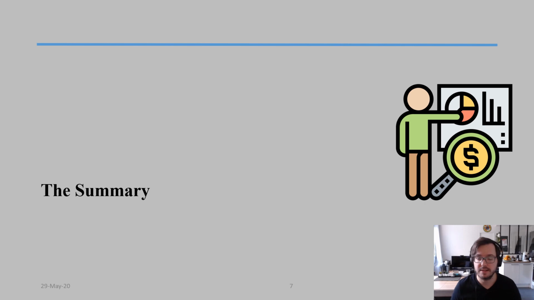So to summarize, the triple constraint is extremely important because it defines what a project is. The triple constraint is always scope, schedule, and resources. And this is the very basic of what project management is. Without knowing these three, I would say it would be very hard to plan what your project will be.